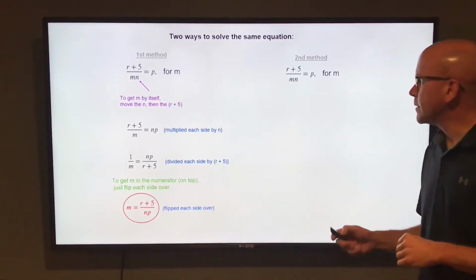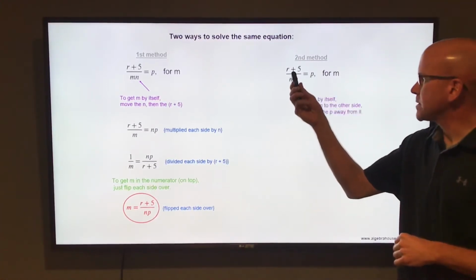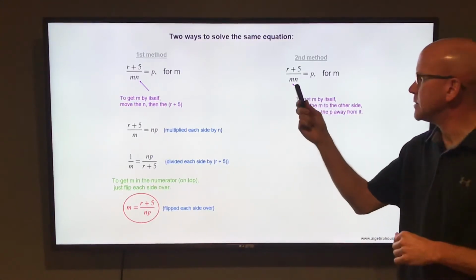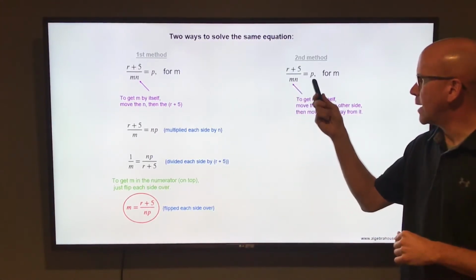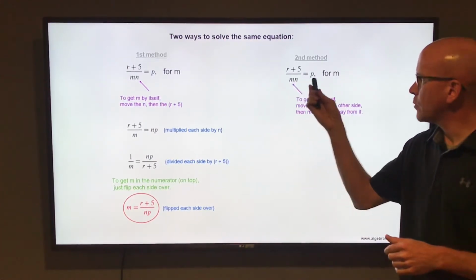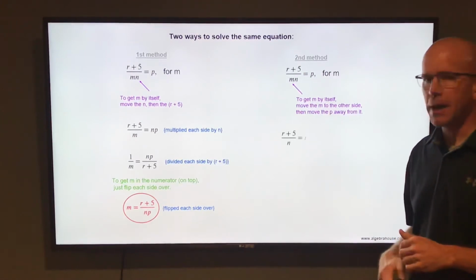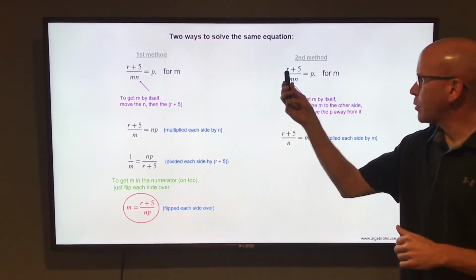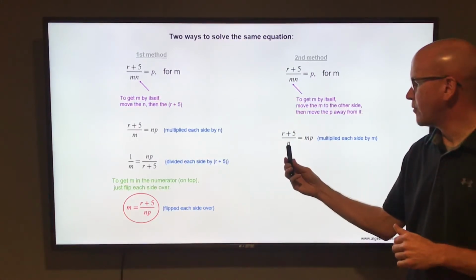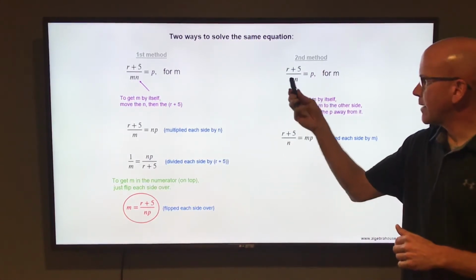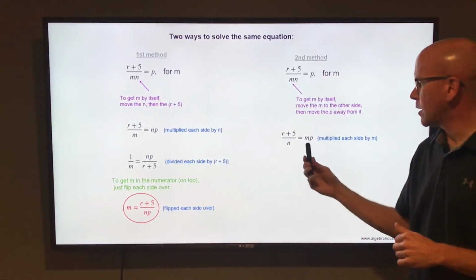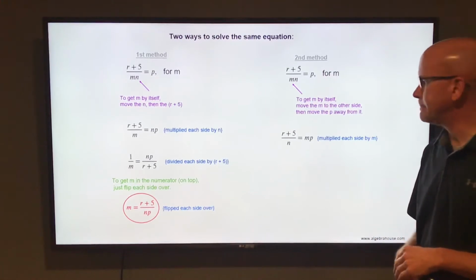Now a different way to do it, second method here, same equation, we're going to solve for m. We want to get m by itself. What I'm going to do here is move the m to the right side and then move the p away from it. So to move that m to the right side, I'll multiply both sides by m. On the left side, if you multiply that by m, the m's will cancel diagonally. Be left with r plus 5 over n. And whatever you do to the left, you have to do to the right. So if you multiply the left by m, we have to multiply the right by m as well. That becomes mp on the right side.